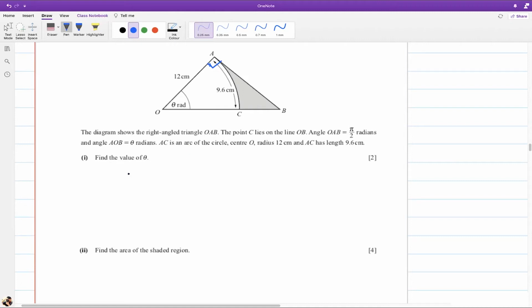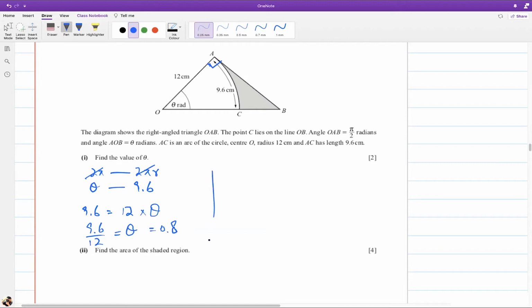Find the value of theta. We know that there are two ways of doing this. We can see that when theta is 2 pi, it is 2 pi r. So when theta is just theta, it's going to be 9.6. Use the ratio method. So 2 pi cancels with 2 pi. You get 9.6 is equal to 12 times theta. So theta is equal to 9.6 over 12, which is 0.8.